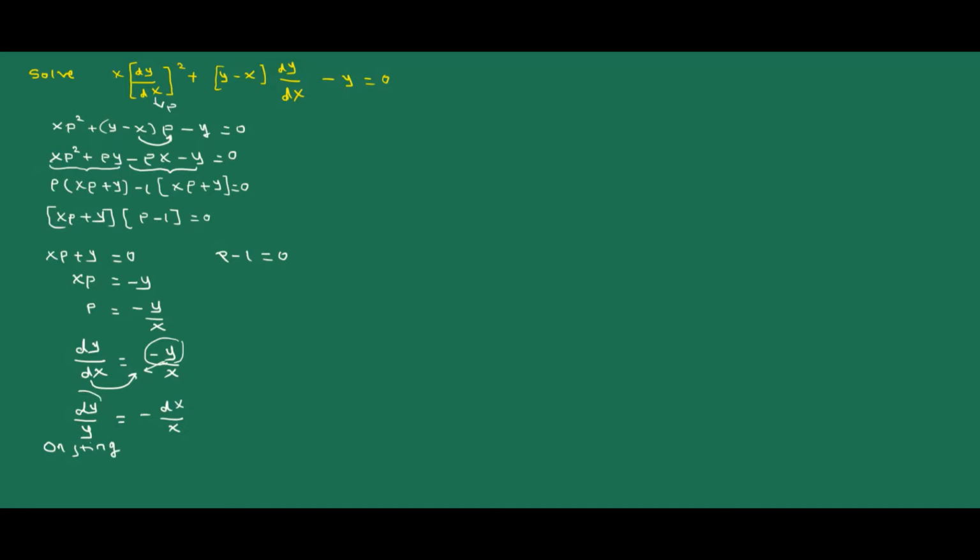What is the integration of dy by y? Dy by y, its integration is log y, is equal to the integration of minus dx by x, which is minus log x, plus I will take the integrating constant log c1. Okay. Similarly, now p minus 1 is equal to 0 means p is equal to 1. So the p value is dy by dx. This is equal to 1.